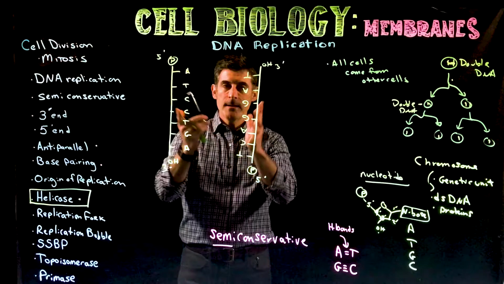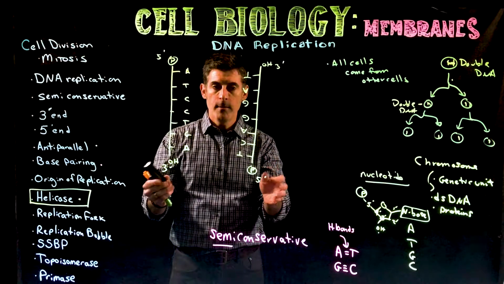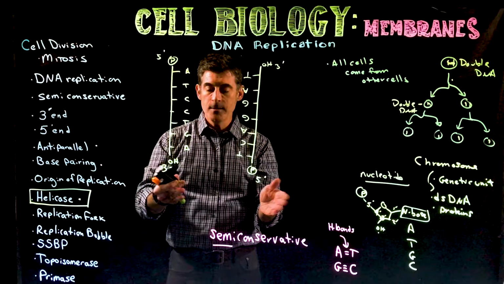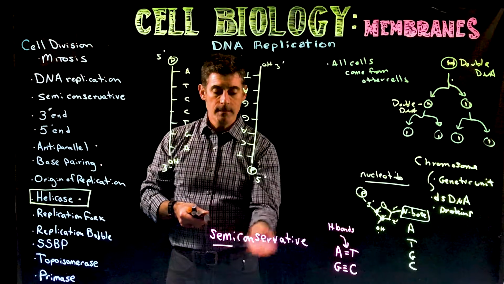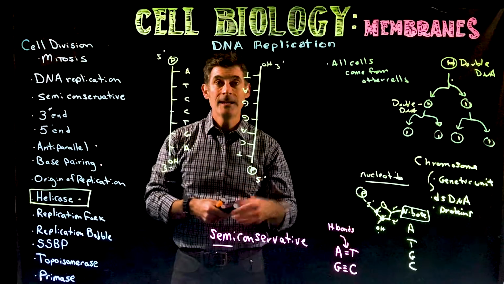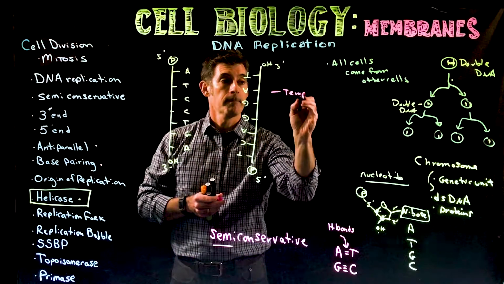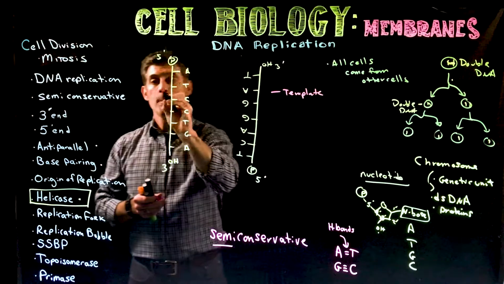But now, just getting into the overview of it. Double-stranded DNA is pulled apart into two single strands. Each single strand in semi-conservative replication is a template. So now this is a template. This is going to be a template.